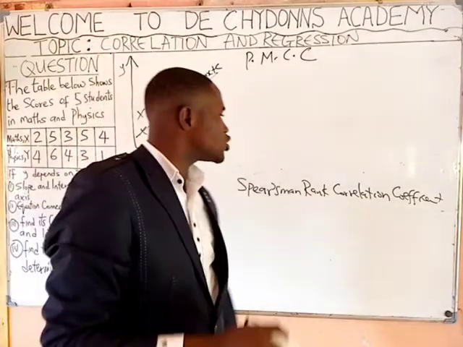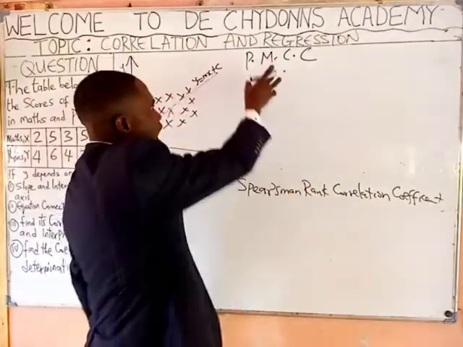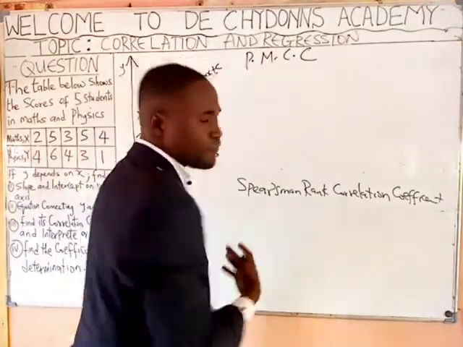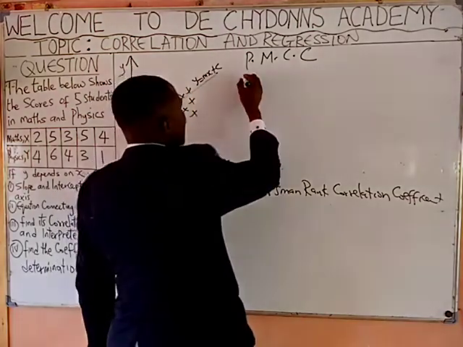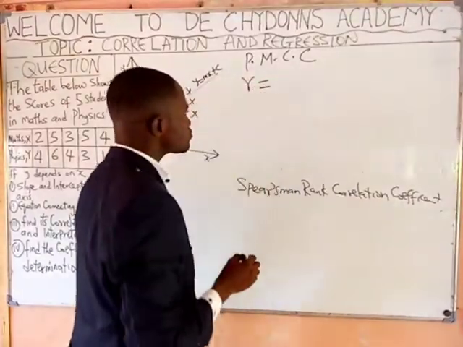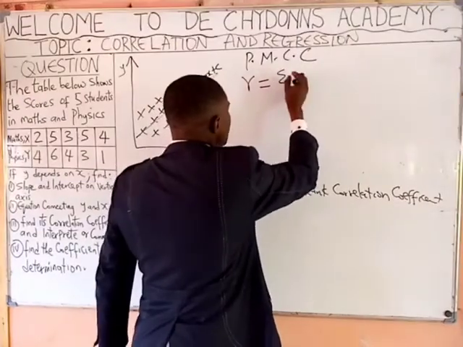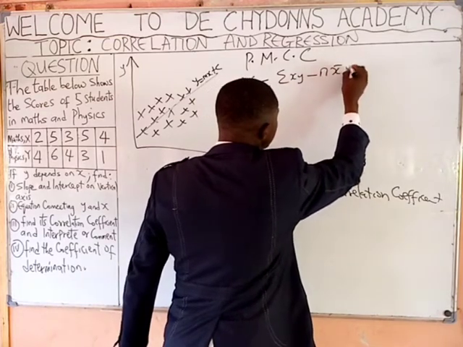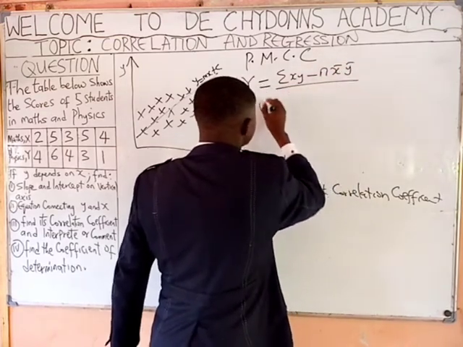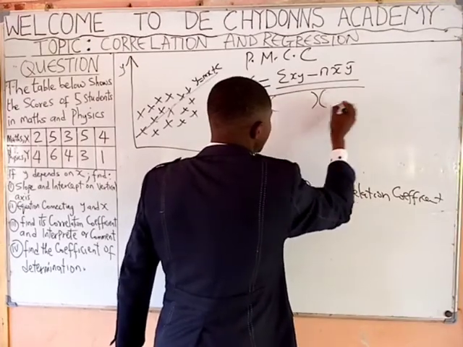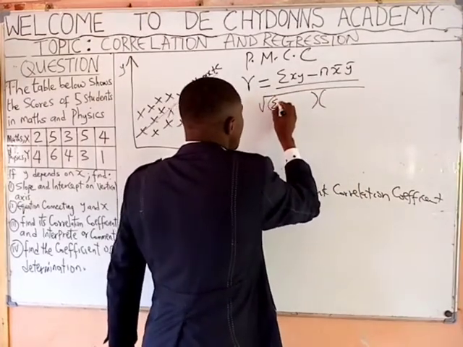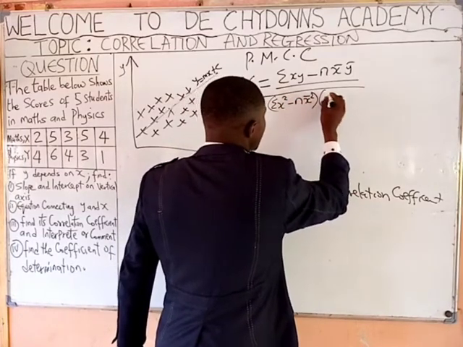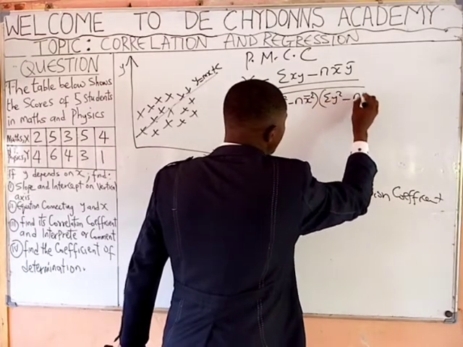Spearman rank correlation coefficient method. Now, how do we use the product moment correlation coefficient? It has a formula. One, you say r is equal to the summation of xy minus n times the mean of x and the mean of y, all over the square root of the bracket summation of x squared minus n times the mean of x squared, and summation of y squared minus n times the mean of y squared.